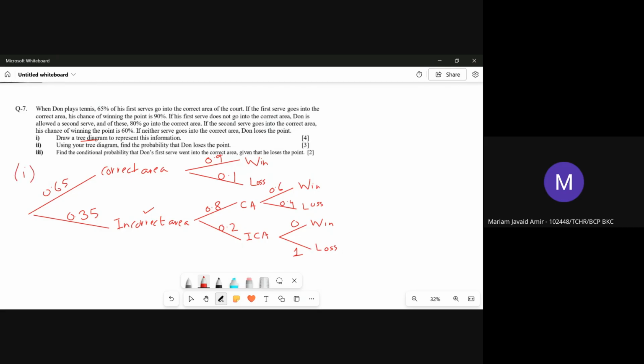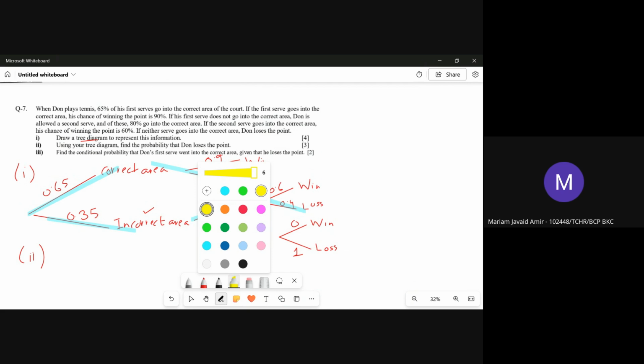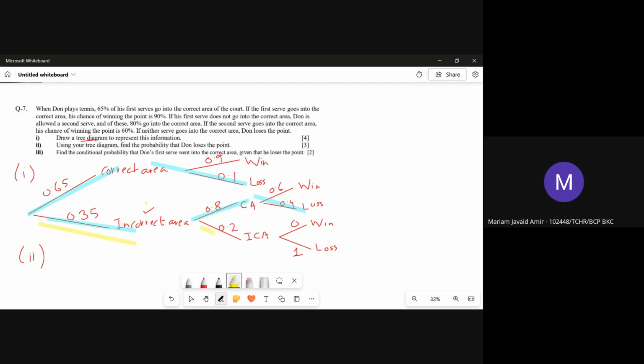Okay, so we're going to follow all the branches where Dan is losing a point. So it goes into the correct area and then loses, or goes into the incorrect area, then correct area, and then loses. And then the third one is it goes into the incorrect area, again incorrect area, and then loses. So we will be multiplying the probability of these three branches and then adding them together.